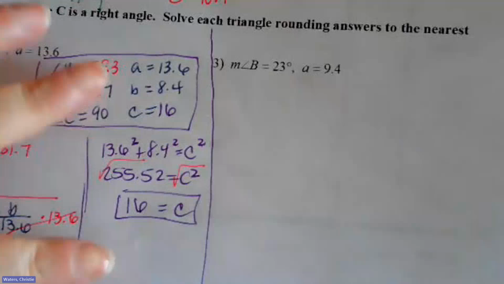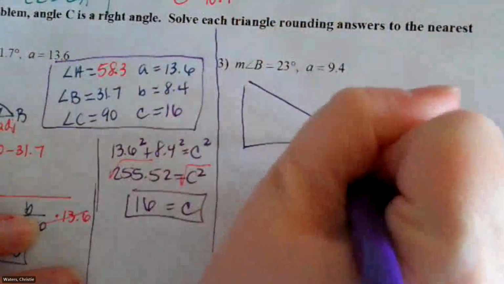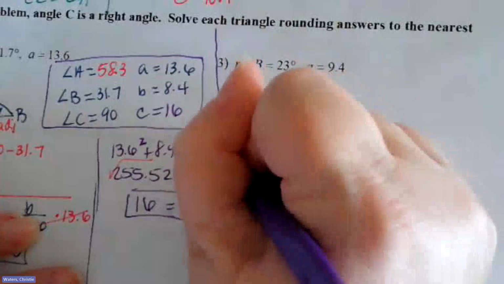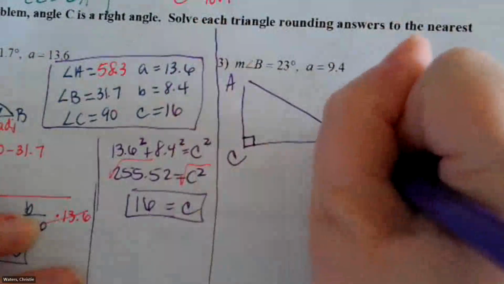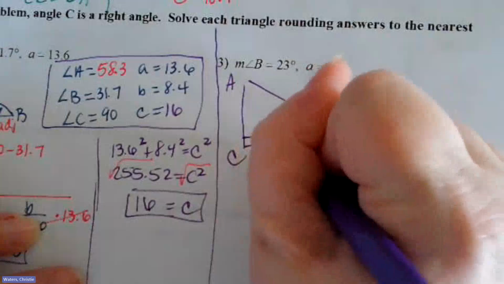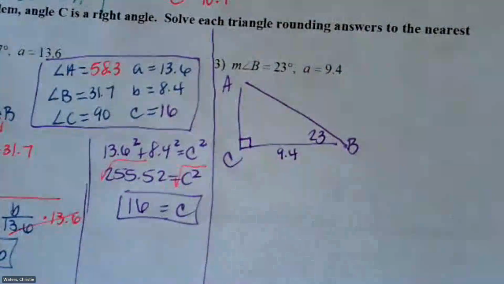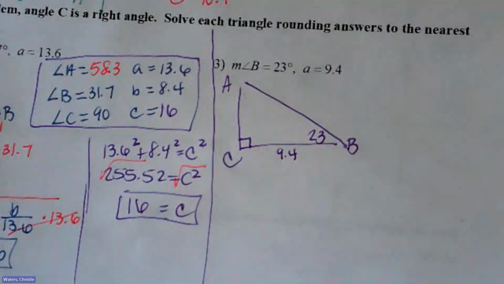Okay, so another right triangle. B is 90. Side A is 9.4 and angle B is 23. This is another problem exactly like the first two.